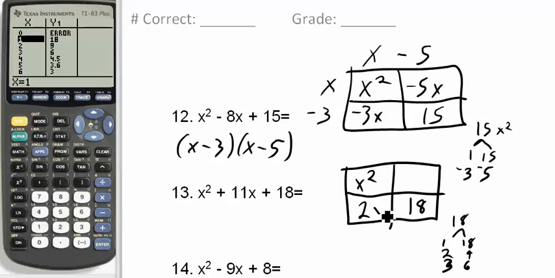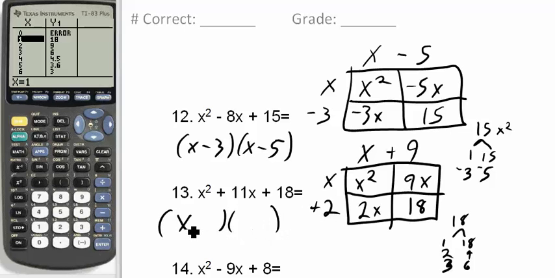So we have 2x and 9x. And because this is plus, we need them both to be positive, just like we did. So what goes into both of these? X. What goes into both of these? 9. And since this is positive, it's going to be positive. What goes into both of these? X. What goes into both of those? 2. And since this is positive, that's going to be positive.